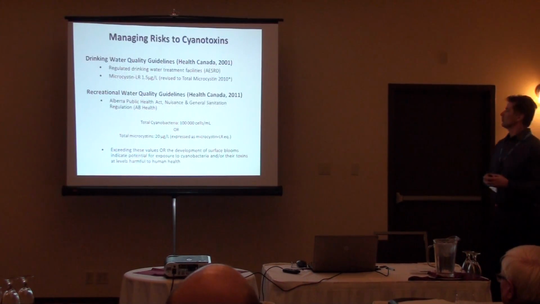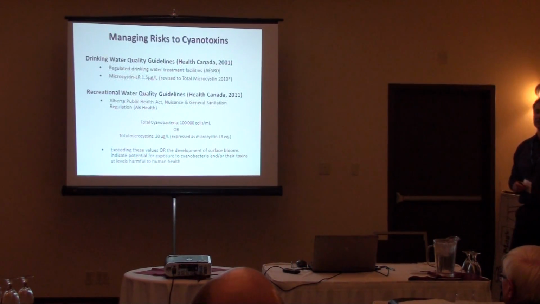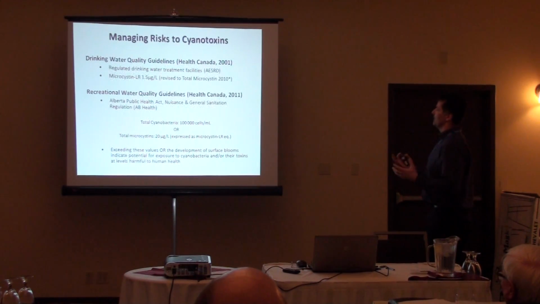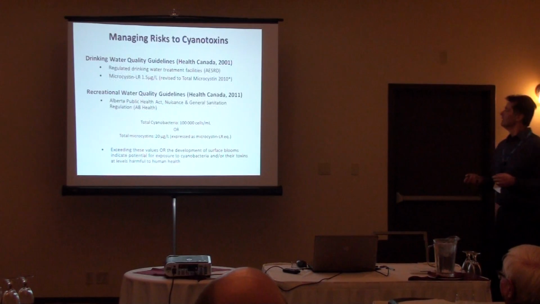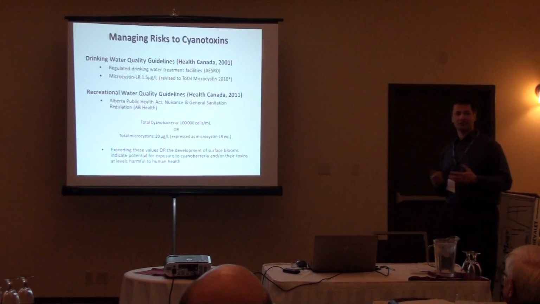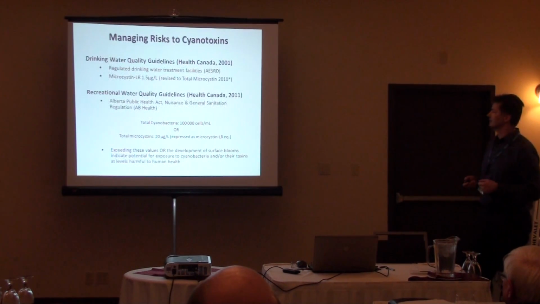I joined the department shortly after. I criticized Health Canada for using a microcystin-LR guideline. That's one toxin of a family of over 70 toxins. Microcystin is a family of toxins, not just one compound. Subsequent to that, we have now revised the drinking water guideline in Alberta and with Health Canada to incorporate total microcystin in drinking water. We've got to look at the overall load of toxin, not just one toxic compound.